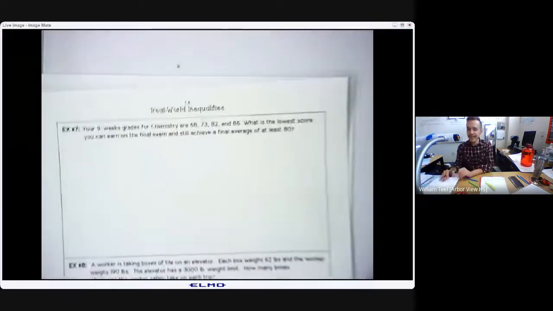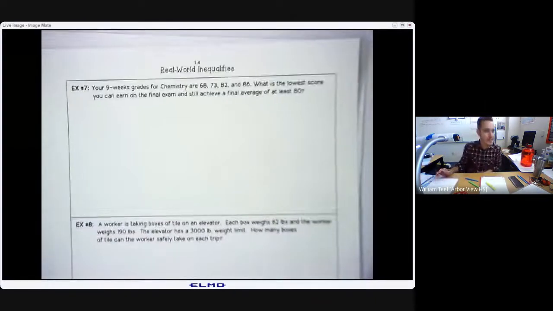Moving on to the last page of these notes, you guys have done so good today. Example number 7, we are going to start working into some word problems. So your 9 weeks grades for chemistry are 68, 73, 82, and 86. What is the lowest score you can earn on the final exam and still achieve a final average of at least 80? The first thing that we need to know about this is what is average?